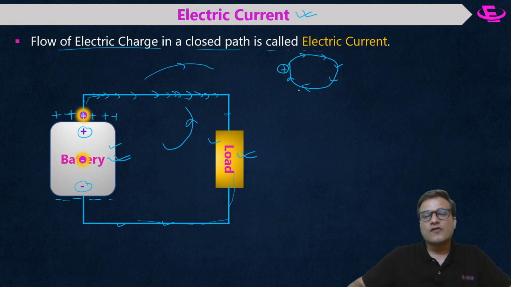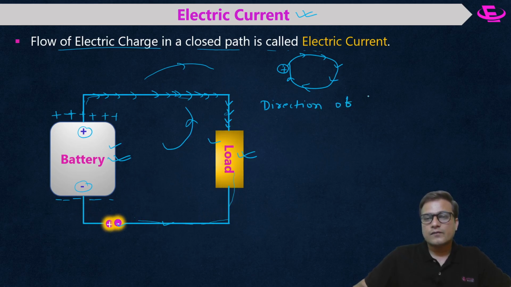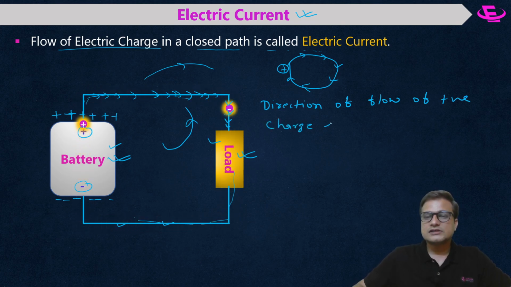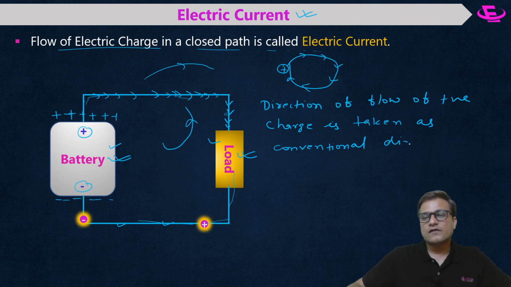But what happens, for the reference, the direction of flow of positive charge is taken as the conventional direction of current. I am writing this point. Please note, direction of flow of positive charge is taken as conventional direction of current. Conventional direction of current.